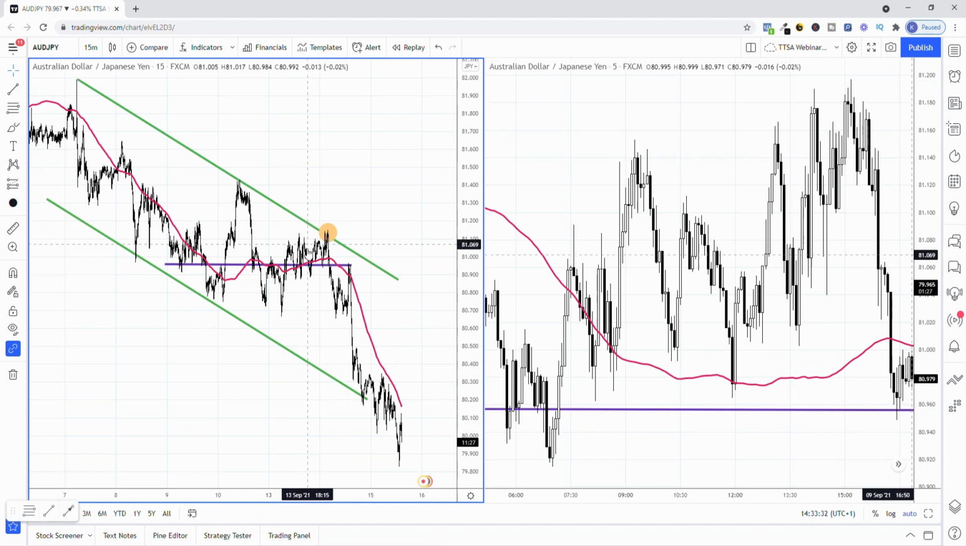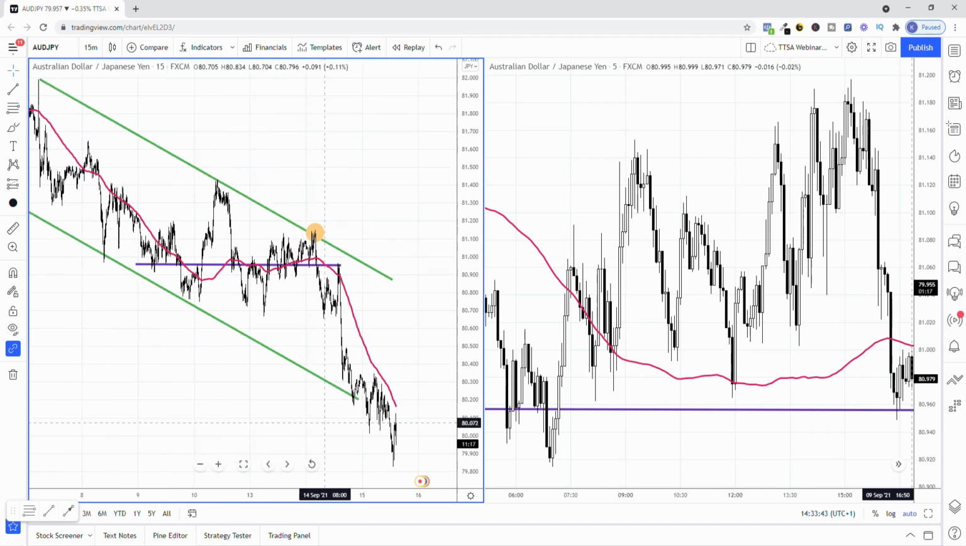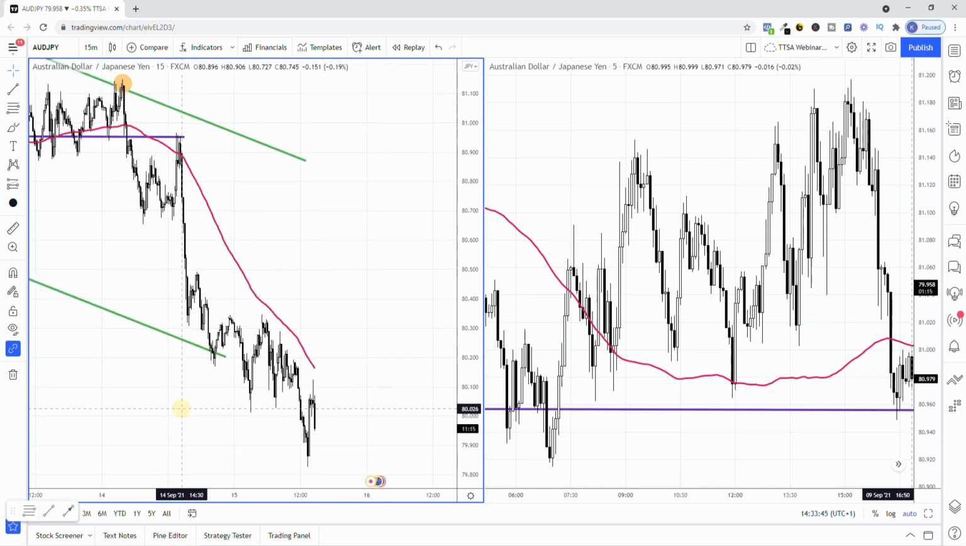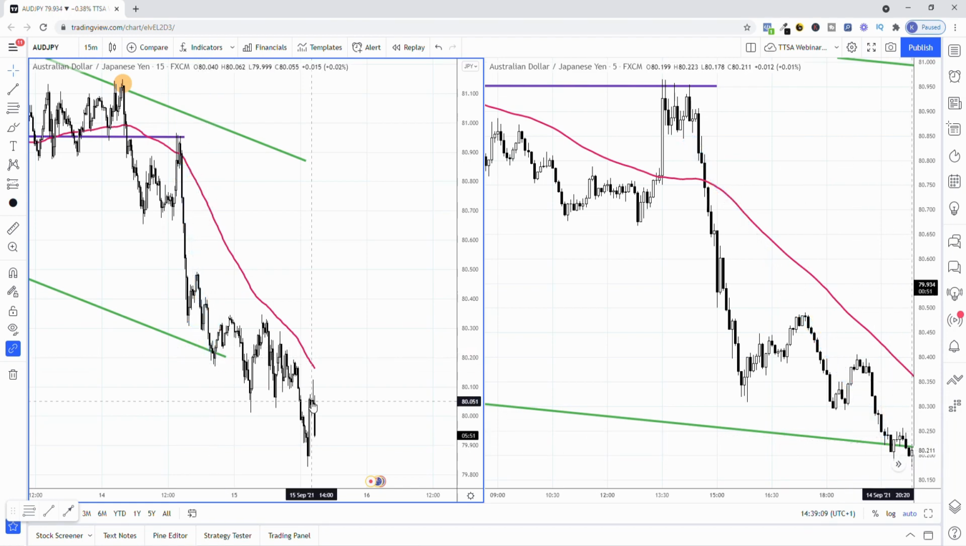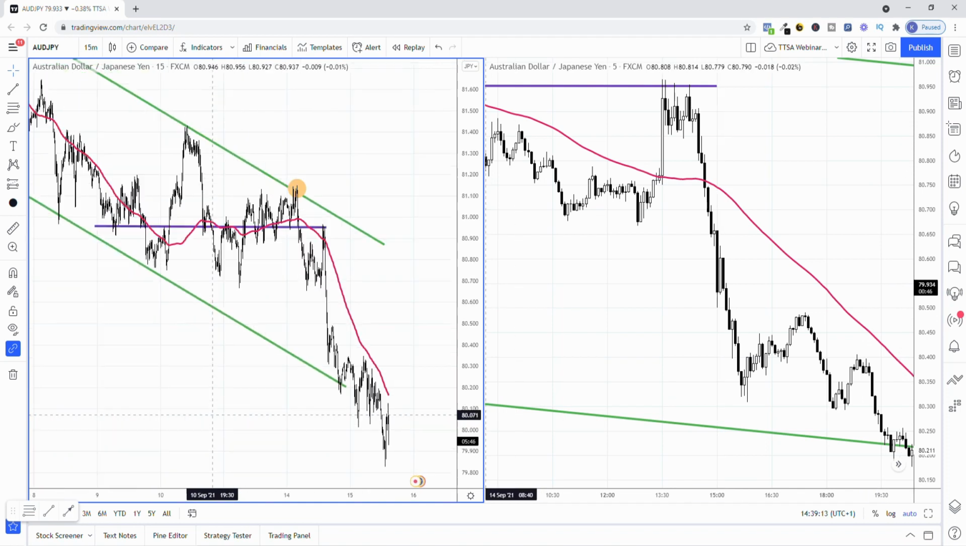And an easy initial target would be the other end of the channel right here. So entry in this area here and an initial target right here. So let's take a look at what we actually did here.